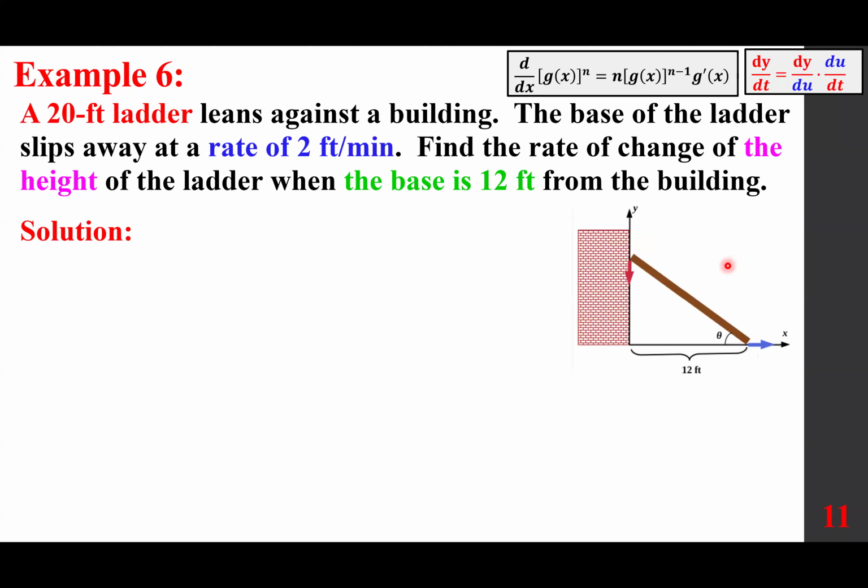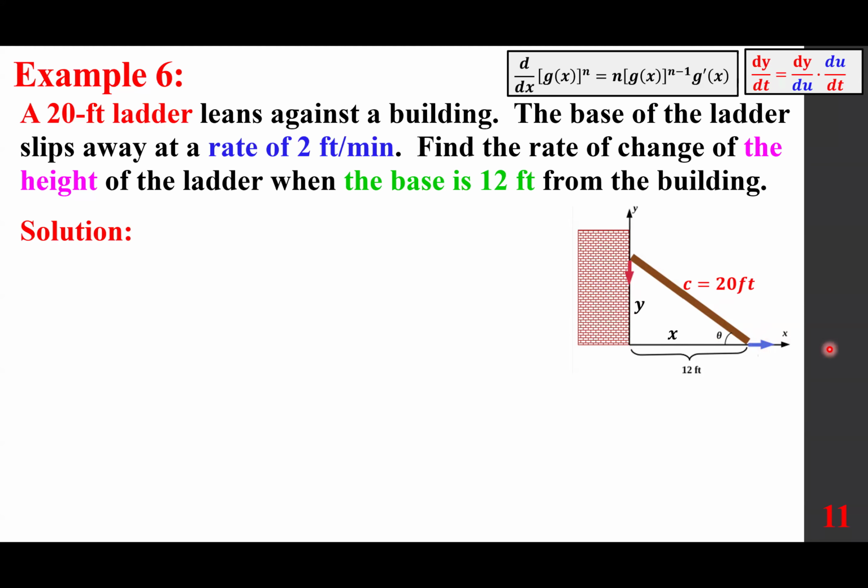It looks like this: the ladder is here. This is the ground. This is the wall or the building. And it's moving this way. Therefore, it's coming down this way. So we have to define our variables first. We're going to say the base is x, the height is y, and the ladder is fixed at 20 feet. So that's what we begin with.